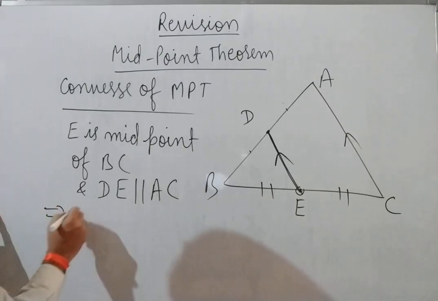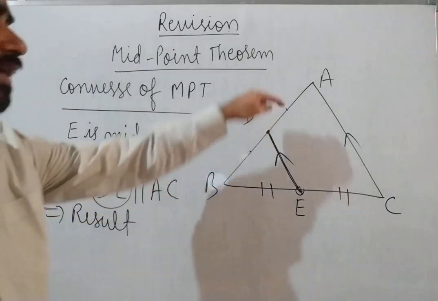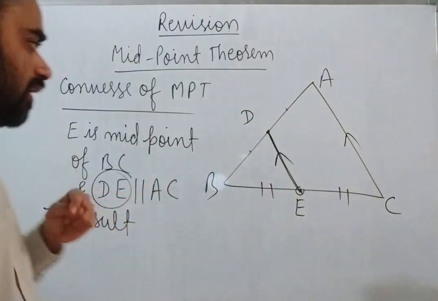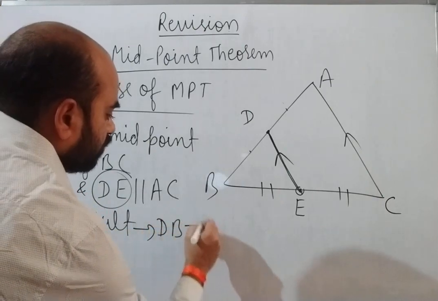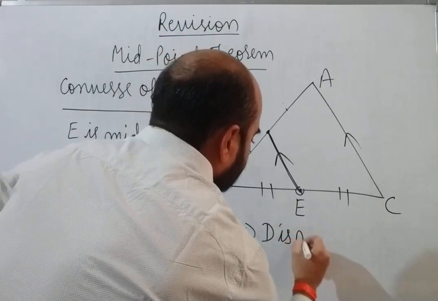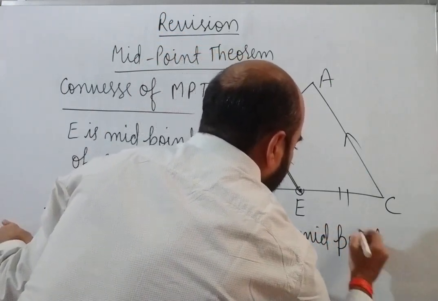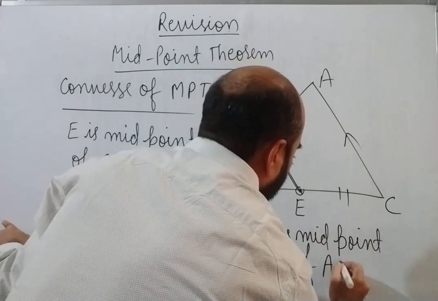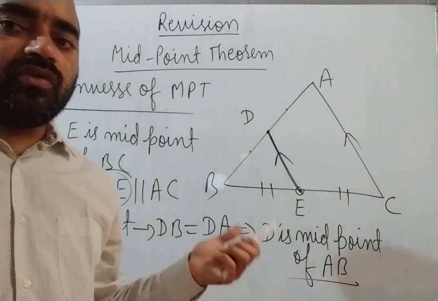And what is the result? The result is this line segment will divide the remaining third side in equal parts. It means DB is equal to DA, or D is midpoint of AB. Correct? D is midpoint of AB. So this is converse of the theorem.